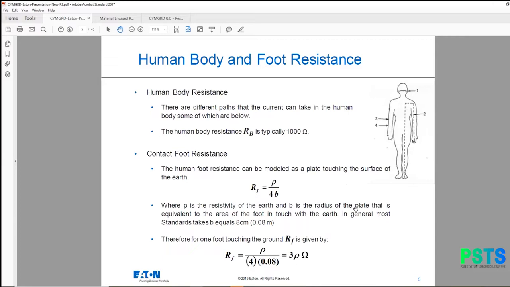Now, the human body, they assume in the IEEE standard, is close to 1,000 ohms. That's the human body resistance. Then the foot resistance: we can assume the foot can be modeled as a plate. So the foot resistance of each foot is rho, the resistivity of the soil that you are standing on, over 4 times b, where b is the radius of the plate. That is equivalent to the area of the foot. So we make an equivalent and say that the foot is almost a circular plate with radius b, which is typically 0.08. You do the calculations, and each foot resistance is 3 rho ohms. Rho could be the surface resistivity, say 100 ohms-meter. So each foot will be 300 ohms. This is the first thing we need to know.